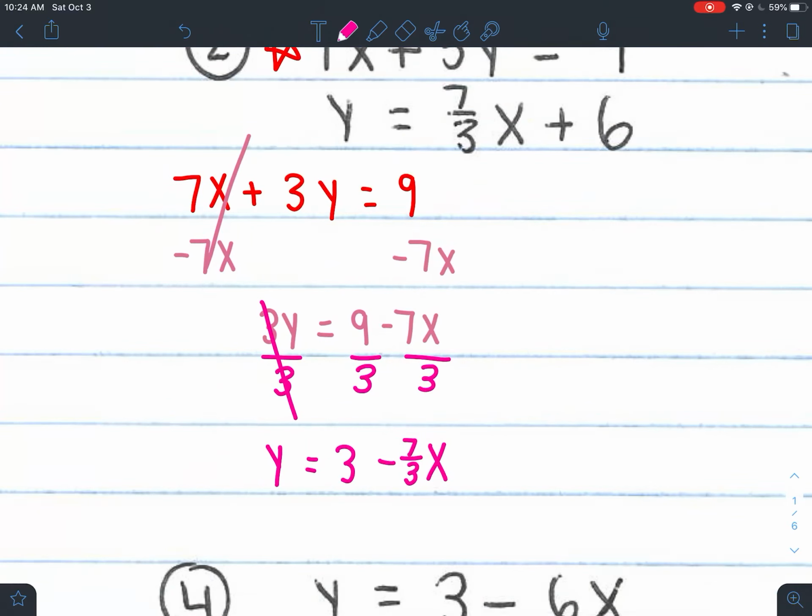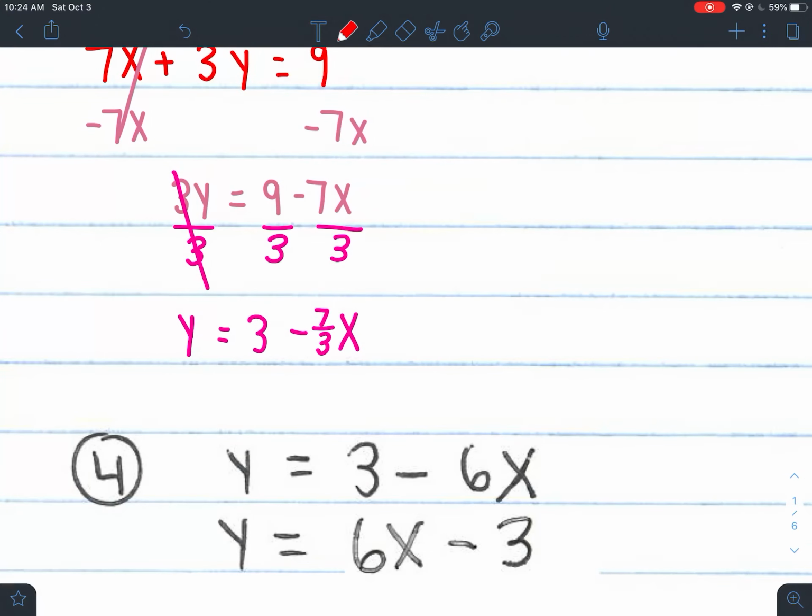Now, why did I do this? Well, I want the y by itself, but why do I want the y by itself? Because I'm trying to identify the slope of this equation. So what is the slope of this equation?